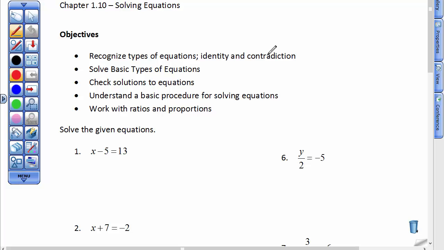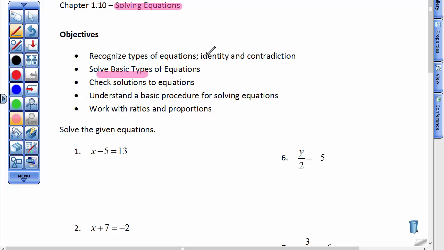Solving equations in algebra is quite an important process. It's used in all of our sciences, just all of our engineering work, electronics, mechanics, dynamics. It's just used everywhere. And so we're going to look at and solve some basic types of equations.